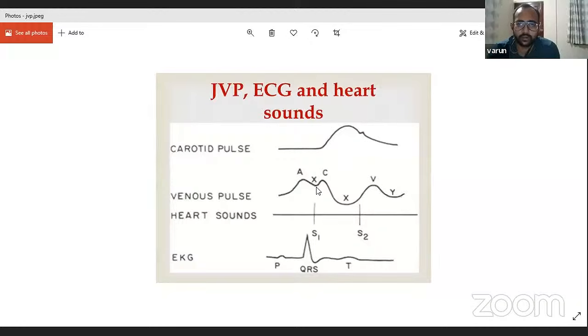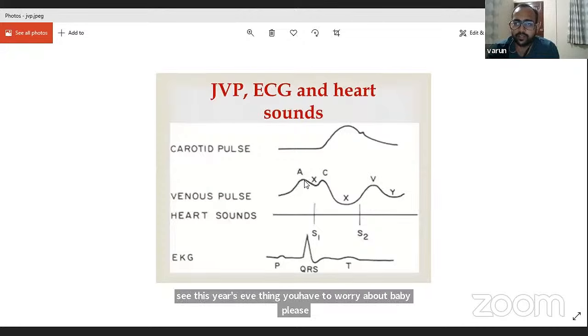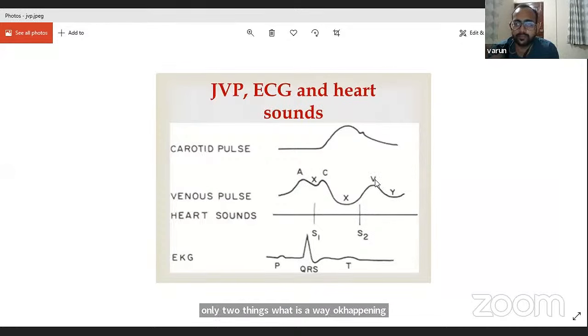See, first thing you have to worry about in JVP is only two things. One is the A wave, the other one is the V wave. A is happening because of the atrial contraction. And V is happening because there is filling happening, and that's why the venous pressure is increasing. All right. So this is what is a carotid pulse.